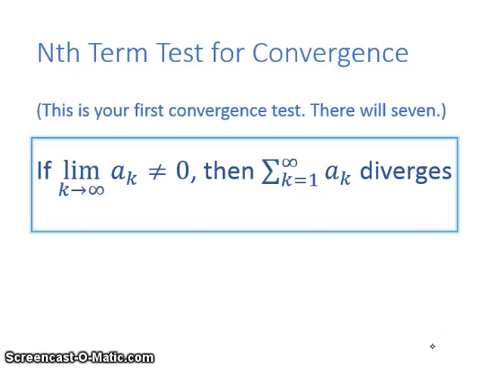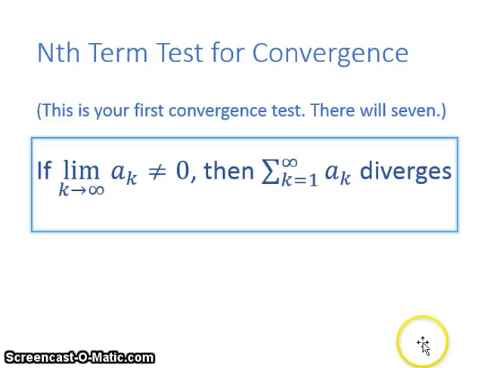Notice what this is not saying. This is not saying that if the limit of your sequence of terms is 0, then your series definitely converges. It's just saying that if your terms are not getting smaller and smaller and approaching 0, then there's no way that your sum can converge.